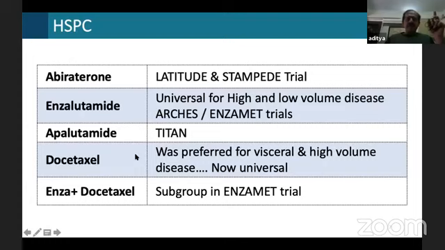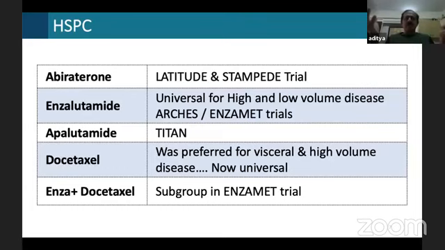Similarly, in docetaxel, we went off thinking from many trials that docetaxel works best only if it is visceral disease or if it is high volume disease. But now data from STAMPEDE and other trials is telling us that no, it's not true. Docetaxel can also be used in low volume disease.